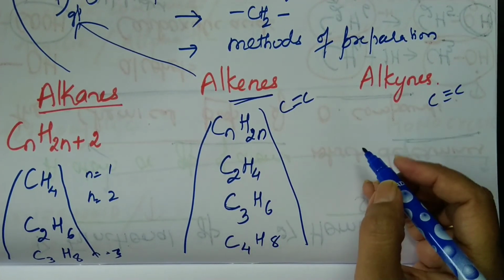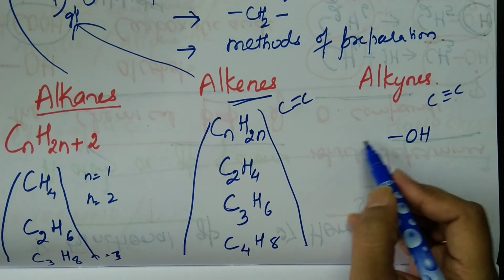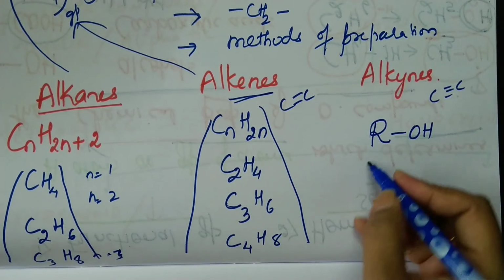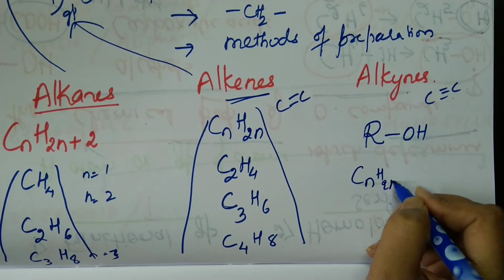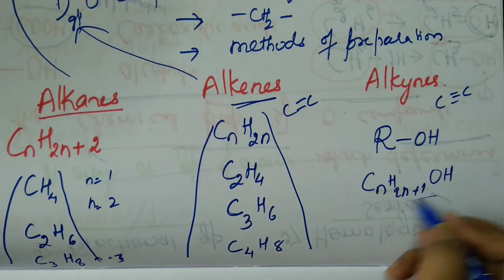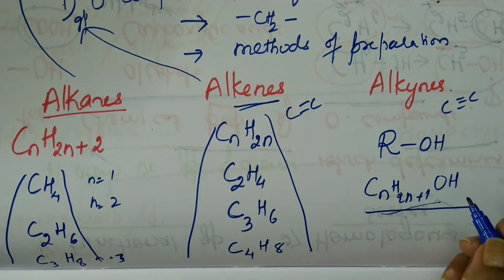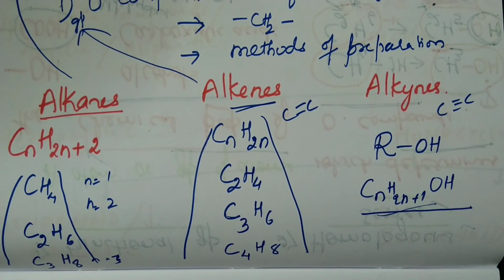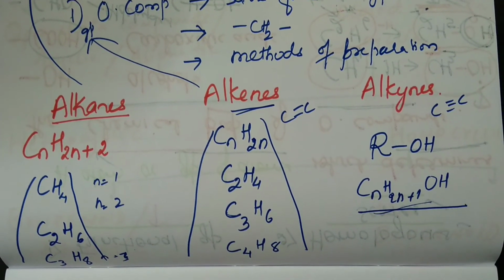Understood? What is the functional group in alcohols? It is OH. So in general, alcohols are written as ROH, and CnH2n+1OH is the general formula of alcohols. So you also have a series of alcohols, which belong to a homologous series called alcohols.